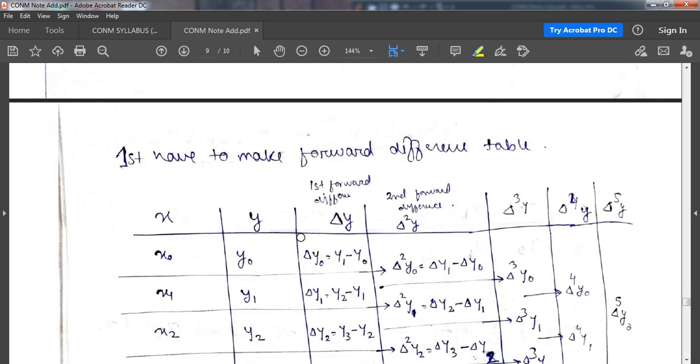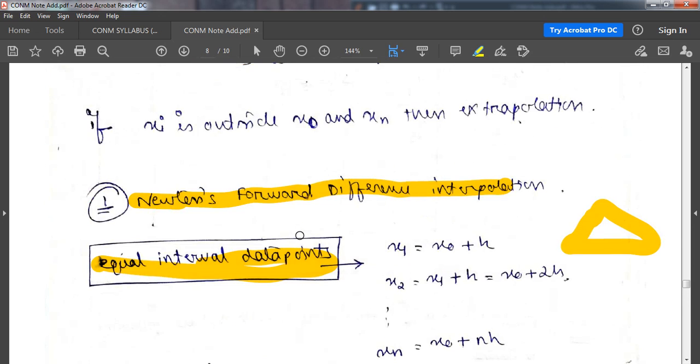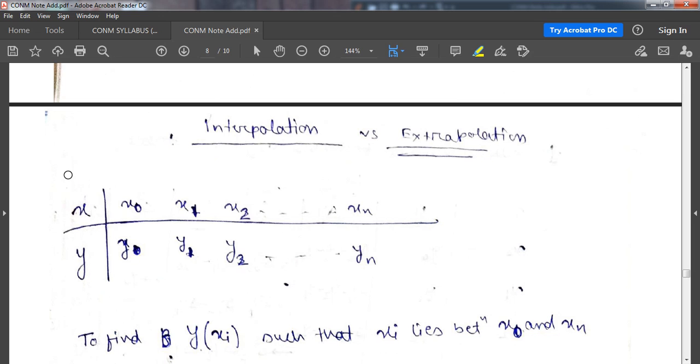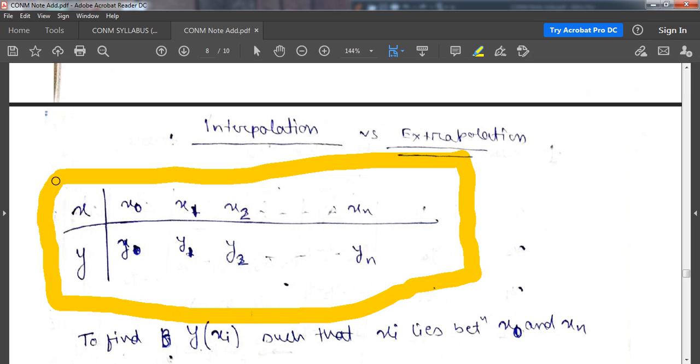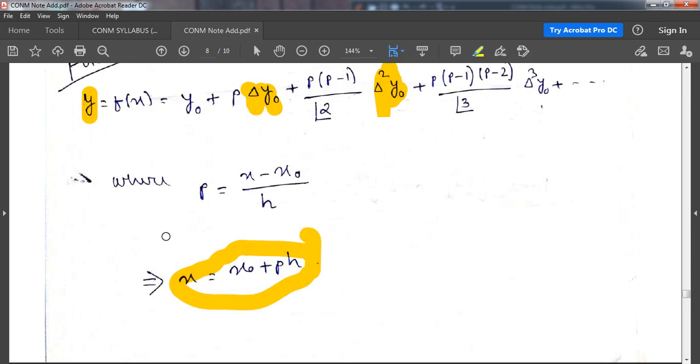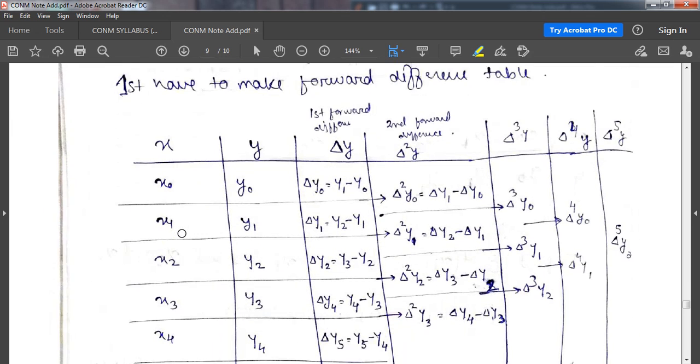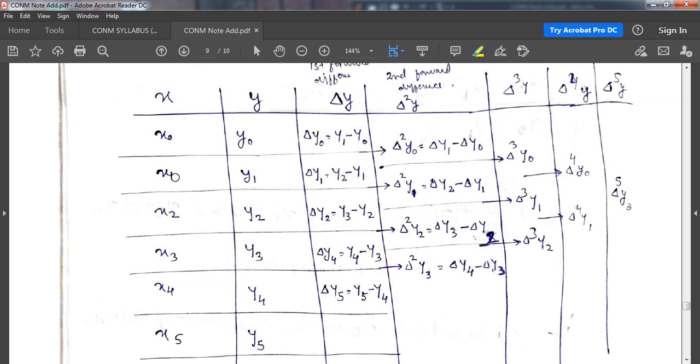Now in order to calculate it, as I have told you, in such kind of problems you will be given a data set. From this data set, I need to calculate my difference table. So let me take the data: x0, x1, x2, x3, x4, x5. Correspondingly, I have my y0, y1, y2, y3, y4, y5.